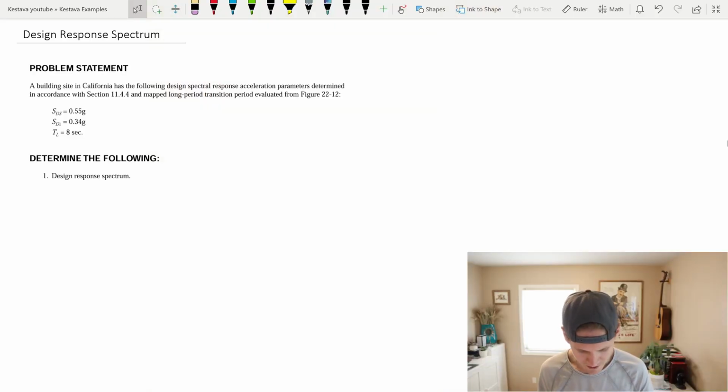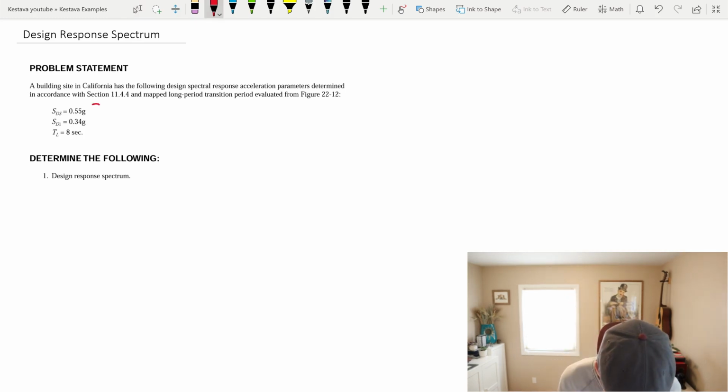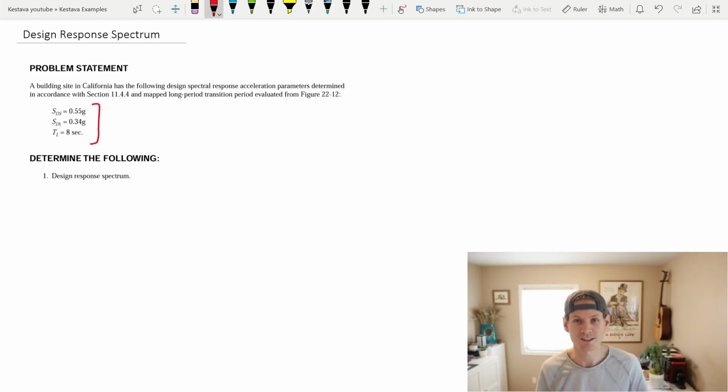A building site in California has the following design spectral response acceleration parameters determined from Chapter 11 in the ASCE 7-16. We also have the mapped long period transition period evaluated from Figure 22, which is in Chapter 22 of the 7-16 as well. We're given the following criteria. We want to design our response spectrum. So we're making that graph that we all see all the time, but are we really familiar enough to create it? That's what we're doing today.